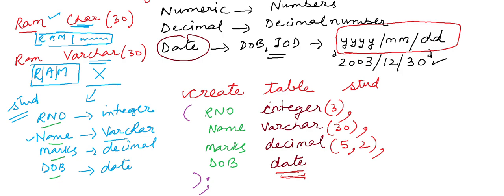This is how we create a table. I hope this is clear to you. Please practice this. A 2 marks question generally comes from this topic.